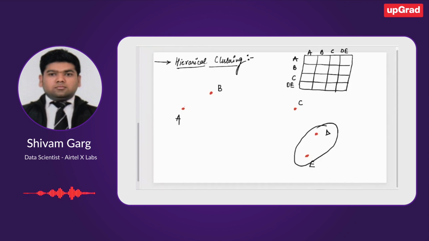So guys, so far so good. Are you able to understand? Now DE will be considered as single. Now what we will do? Again, A to A distance 0, A to B 2 unit, A to C 4 unit, A to D. Now the question, how will you calculate the distance of A to D?